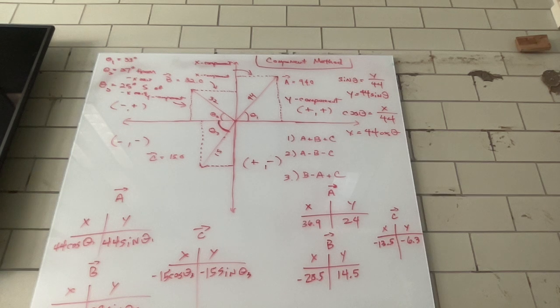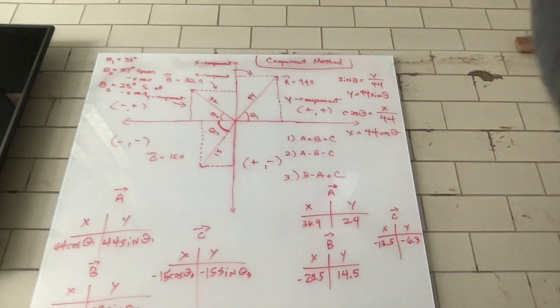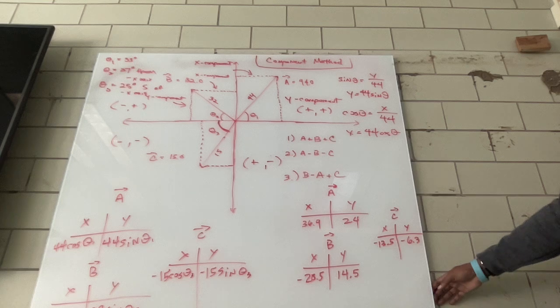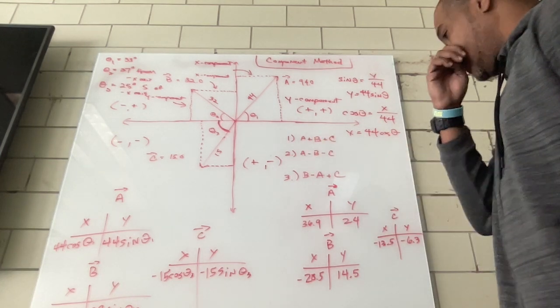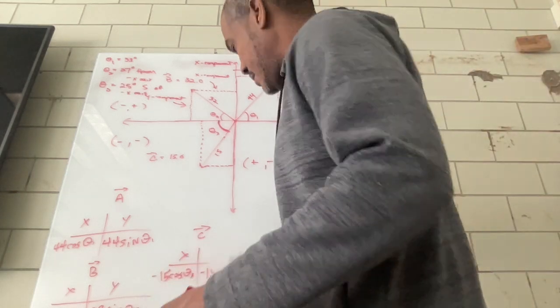All right, so what we've done is we have resolved all of the vectors into their x and y components. Now that makes the remainder of our task very simple now. That's why we had to do that first. If we don't do this first, then we can easily confuse ourselves. So A plus B plus C, and hopefully y'all got this by now.